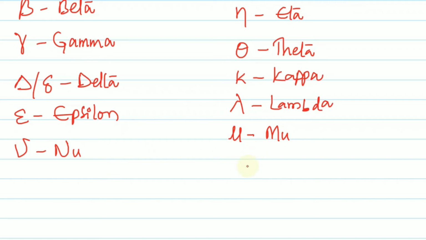Next is pi. It is the most iconic and well-known Greek letter. It is generally used in geometry, and it is the ratio of circle's circumference and diameter, and the value for pi is equals to 3.14159 and so on. Next is rho.